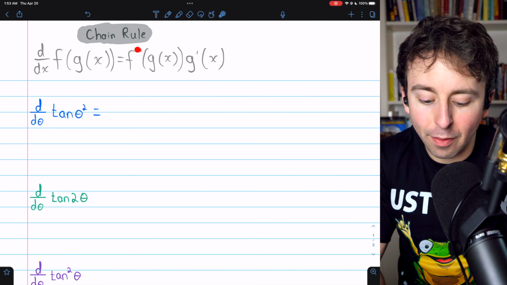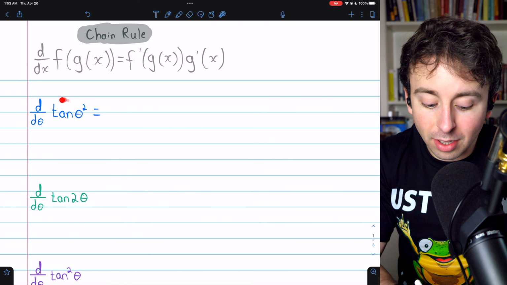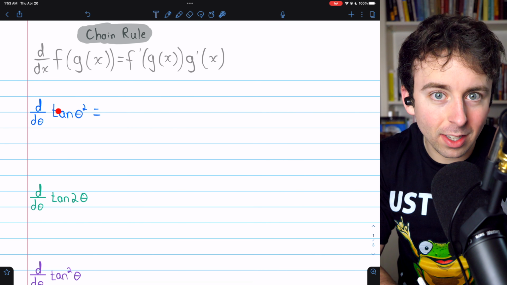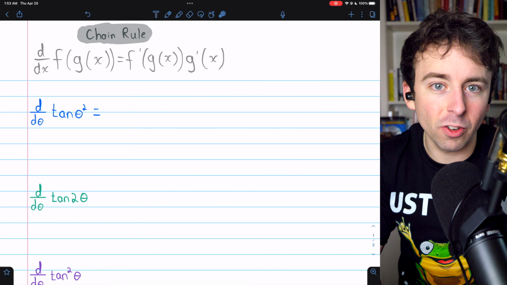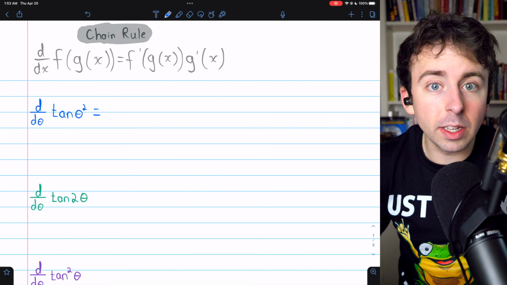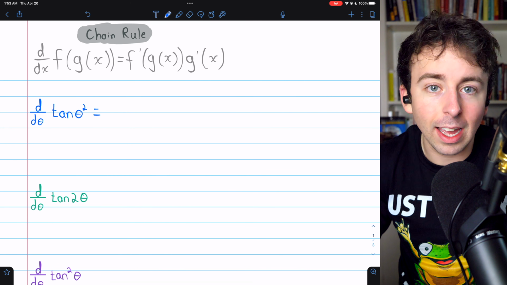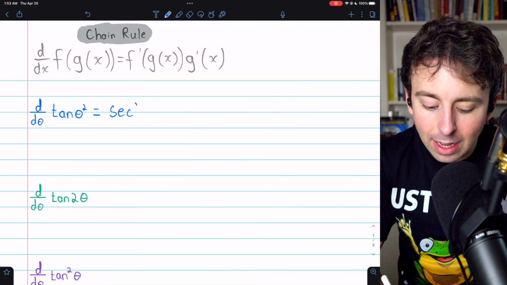We begin with f prime, the derivative of the outside function. The outside function here is tangent. Theta is being squared, but theta is inside of tangent. So the outside function is tangent. And what is the derivative of tangent? Well, that's secant squared. So the derivative of the outside function is secant squared.